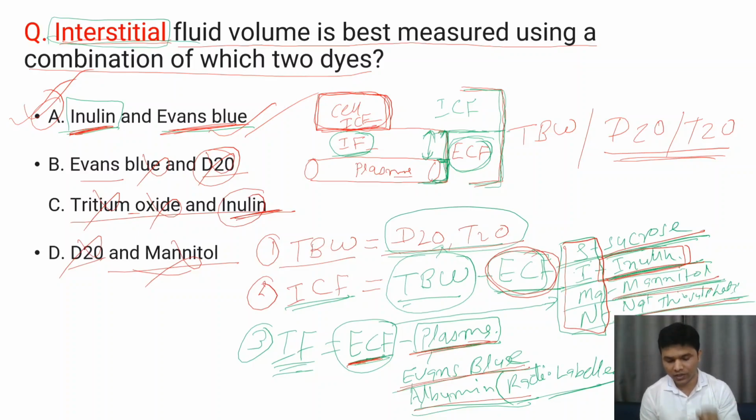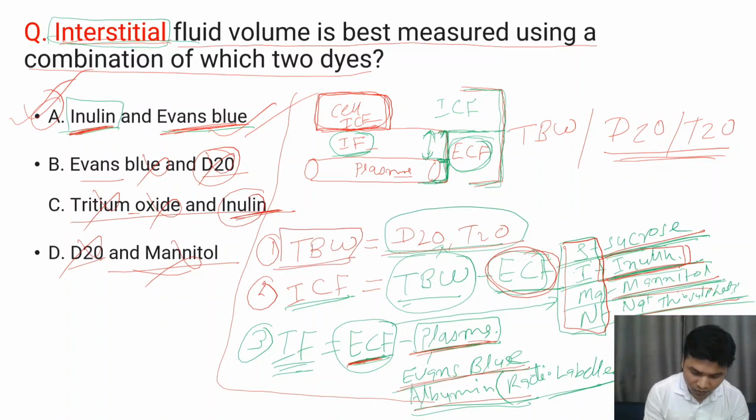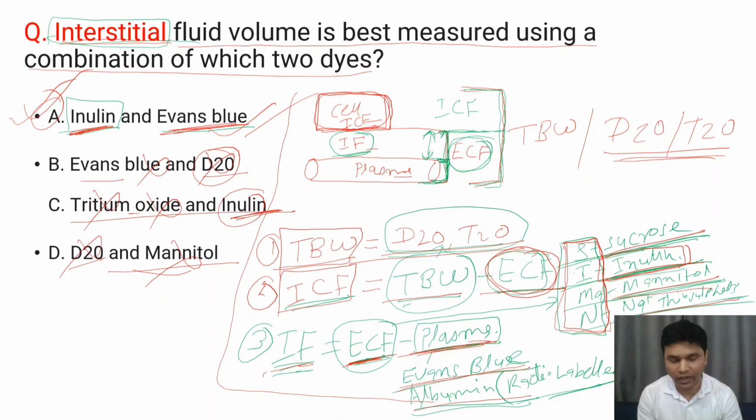So very simple. Just keep in mind this chart and drawing and what I have written here. That much is enough to answer any question related to this. It may be total body water, so you can do it simply. Intracellular fluid, you can do total body water minus extracellular fluid. Interstitial fluid, ECF minus plasma. The options may change, but you will be able to answer if you remember this. Okay, so let's move to the next.